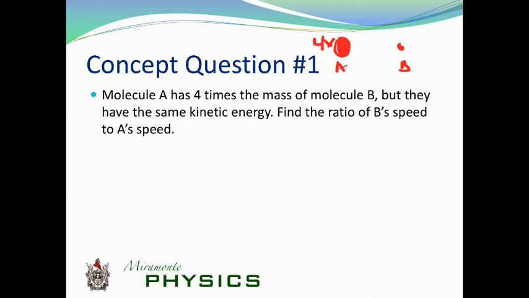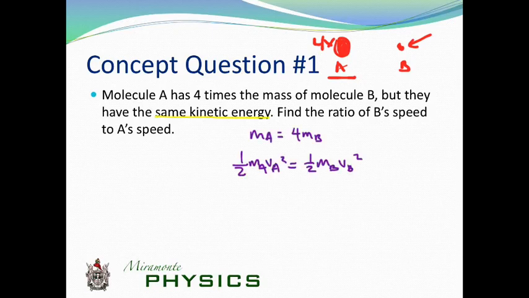Now, it makes sense if they have the same kinetic energy, and this one is really massive, that this one must be moving really fast. So let's find out how fast. Okay, so we'll write a little equation. Here we go. We'd say that the mass of A is equal to 4 times the mass of B. That was given. Okay, and we know that the kinetic energies are the same. So we say 1/2 the mass of A times the v of A squared equals 1/2 the mass of B times the speed of B squared. That's the kinetic energy of each one, and they are equal.